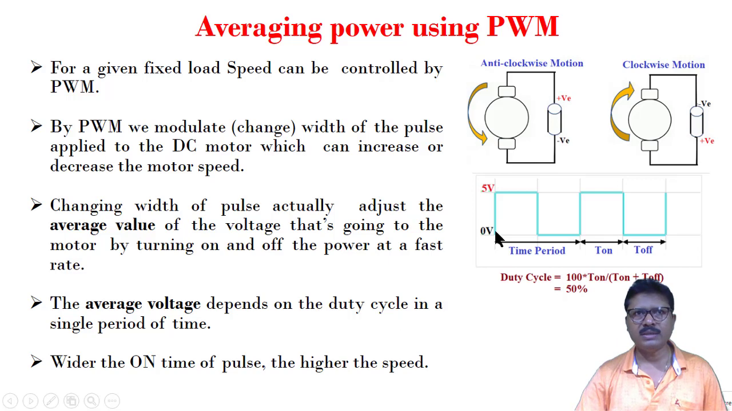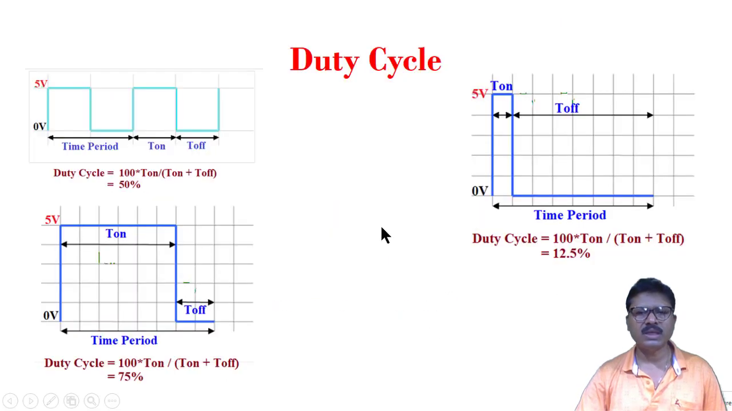Duty cycle is the on time divided by the total time period. This is the on time divided by the total time period, meaning from here to here is the total time period. So if we vary the on time, then the duty cycle will be varying. So duty cycle is the parameter in this case. While we change the duty cycle, the average power will be changed. Higher on time of the pulse gives higher speed, lower on time creates lower speed. This is about the duty cycle.